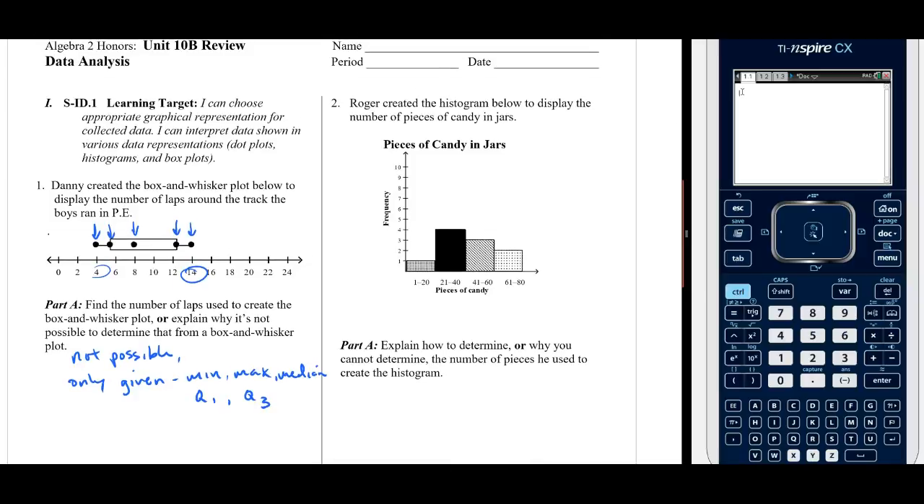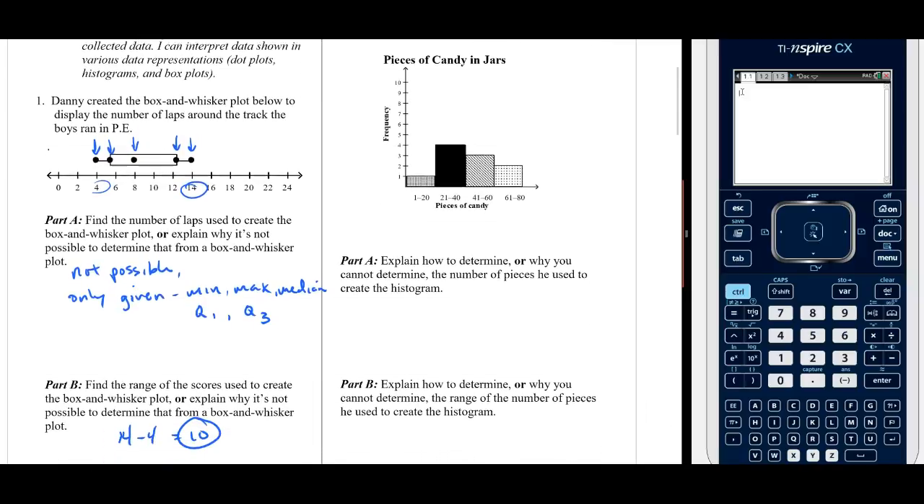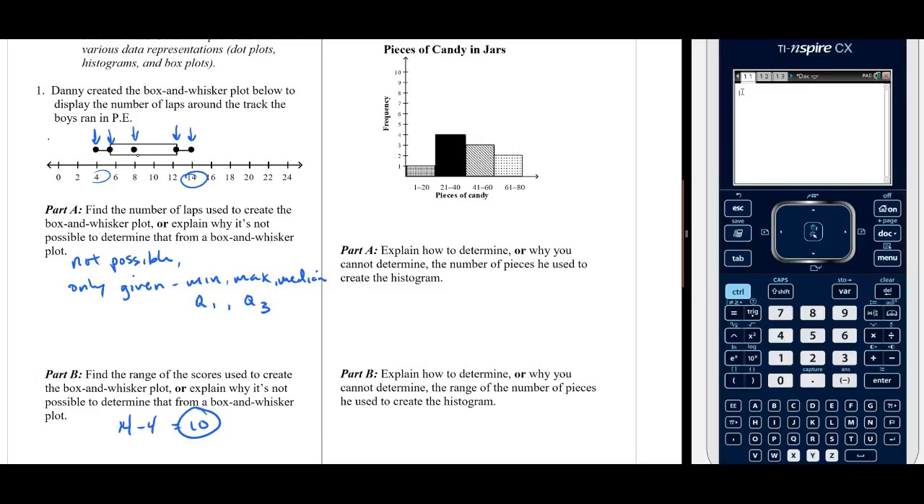Number 2, Roger created this histogram, pieces of candy in a jar. Explain how to determine or why you cannot determine the number of pieces he used to create. So, all we have to do to figure out how many pieces of candy, add the frequencies. So the frequencies are 1 plus 4 plus 3 plus 2. All I'm doing is adding each of these heights. So that gives me 10.